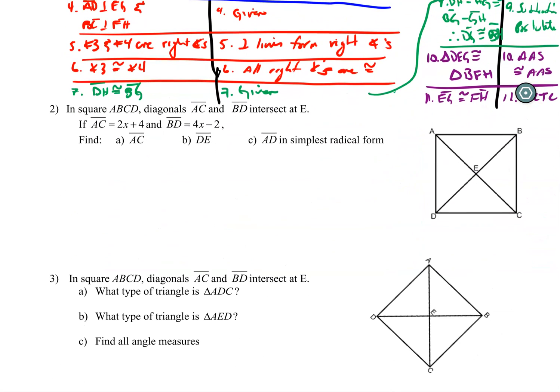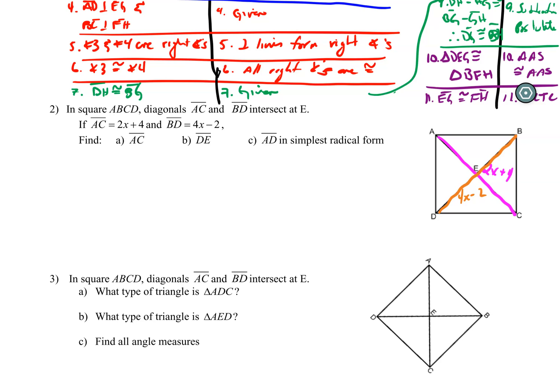All right. Let's look at our next question here. It says that AC is 2x plus 4. So AC here is this one, which is 2x plus 4. And BD, they tell me here, is this part. That's 4x minus 2. So it's looking for what AC is. All right, so AC is that whole segment.